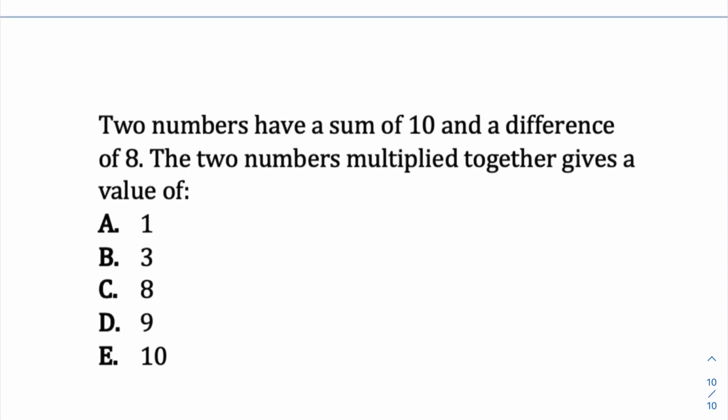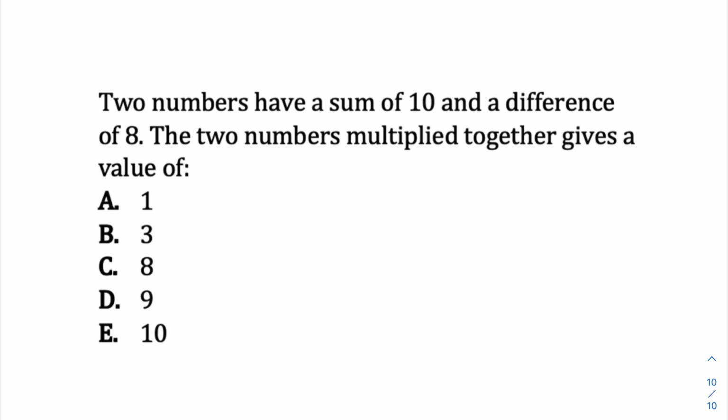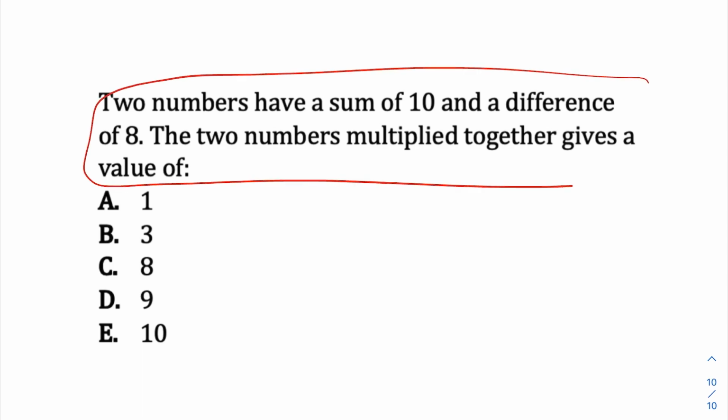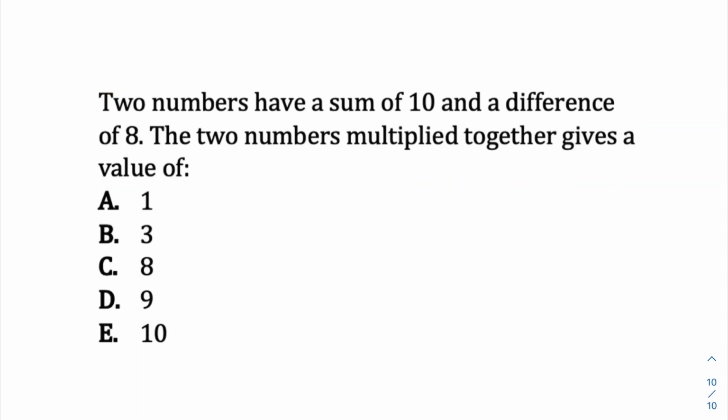All right, last problem type. The 2 numbers have a sum of this and a difference of this. The 2 numbers multiplied together gives a value of what? So this is called word to algebra translation. You're taking a word problem and basically putting it into math terms and maybe even solving it. So 2 numbers have a sum of 10. Let's just say the 2 numbers are x and y. The sum is 10. That means they add up to 10. And the difference is 8. x minus y equals 8. The 2 numbers multiplied together gives what?